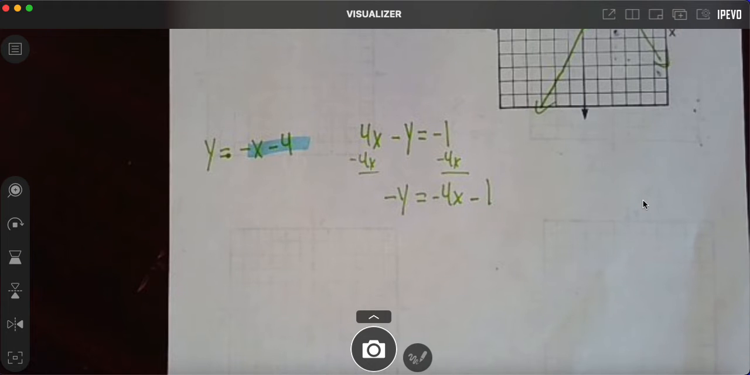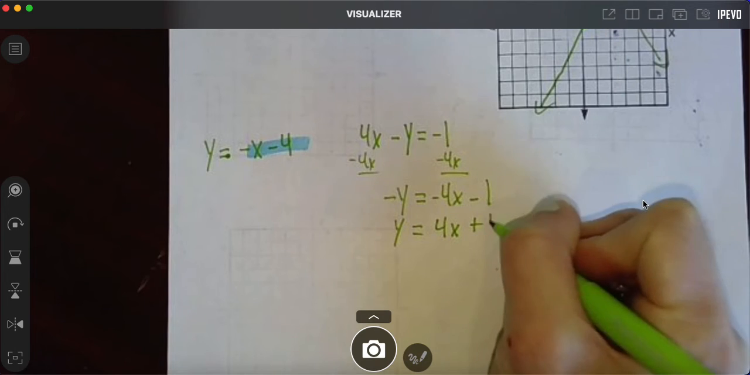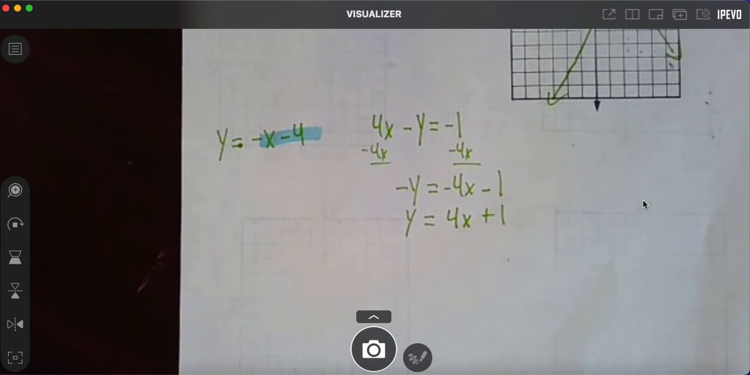Now, what's your problem with this equation? It's a negative right here. If I change that to positive, what else do I have to change? Everything. I have to change everything. If they're negative, they're going to turn positive. If they were positive, what would they turn? You're just going to take the opposite of everything. If I do that over here, I have to do it over there. It's basically like dividing by negative 1. Okay? So, all it would be is y equals 4x plus 1. Is everybody good with that?